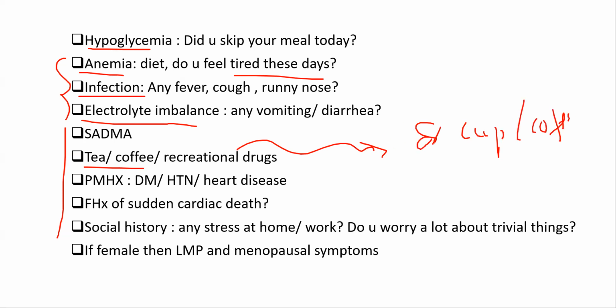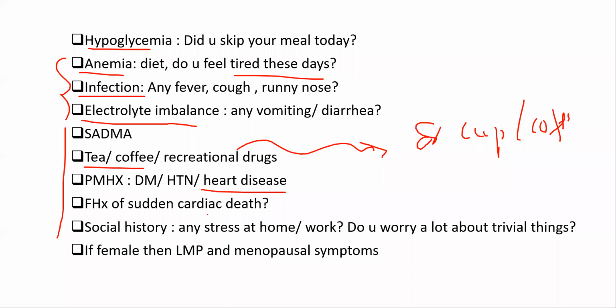What's the ideal or standard coffee or tea you can drink in a day? Usually 2, maximum maybe 2 to 3, that's highest. If someone is drinking 8 cups of coffee in a day, that can itself cause tachycardia and palpitation. All right, so don't forget about tea, coffee, or recreational drugs. Ask any other past medical condition, especially diabetes, high blood pressure, or any heart condition.